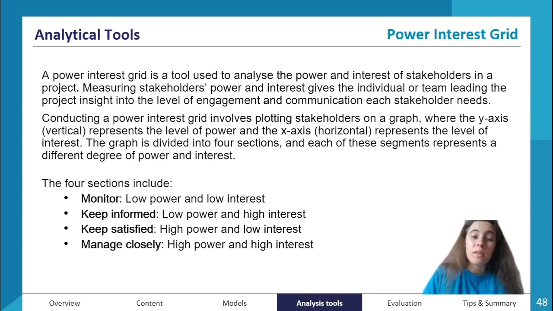Keep informed is about people with low power but high interest. So different sorts of external lobbying groups and things like that are passionate about issues, and may not have a lot of power, but they definitely have a lot of interest. Keep satisfied is for the high power and the low interest. And manage closely is the one that matters most, where you've got high power people who also have high interest in the project or the change that you're looking at.